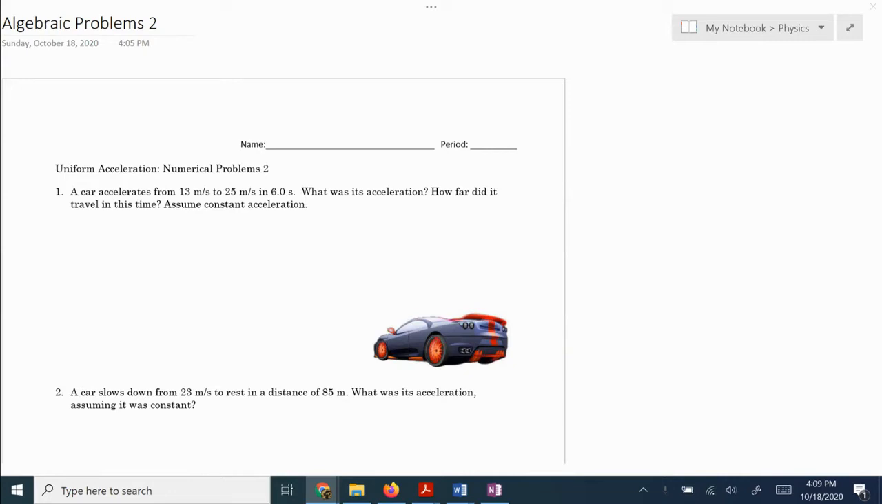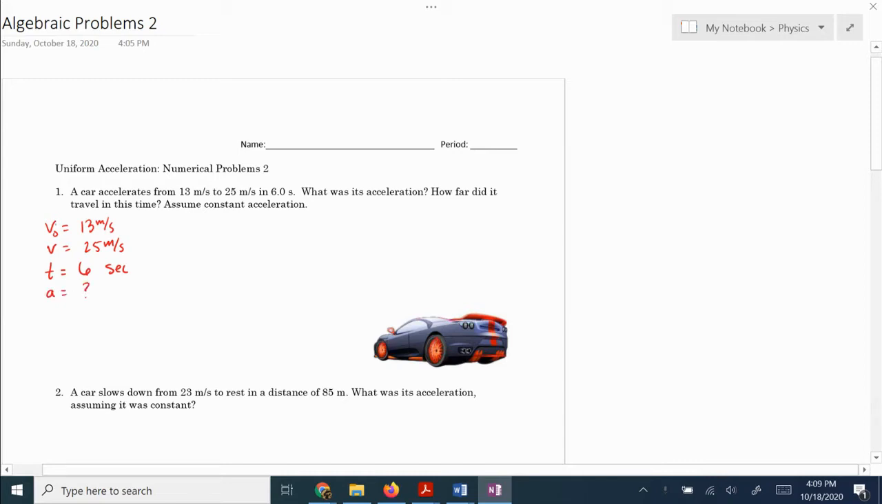So let's get started. A car accelerates from 13 meters per second to 25 meters per second in 6 seconds. Your initial velocity is going to be 13 meters per second. Final velocity is 25, because it starts at 13 meters per second and ends at 25. The time is 6 seconds, and we would like to know our acceleration.